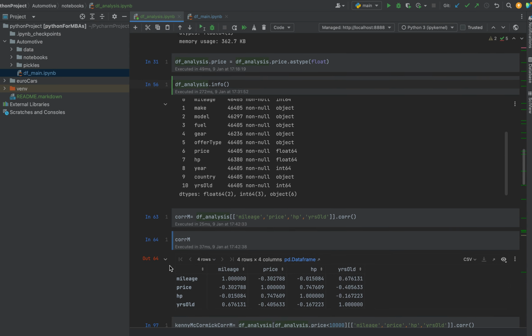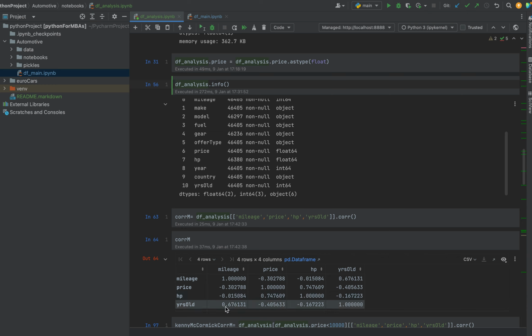Now we see how all the numerical values correlate with each other. Look at mileage. It's weakly correlated with price, which kind of makes sense. The more mileage, the lower the price you would figure, but it's not that big of a factor. Horsepower, that wouldn't make any sense why those two would be correlated.